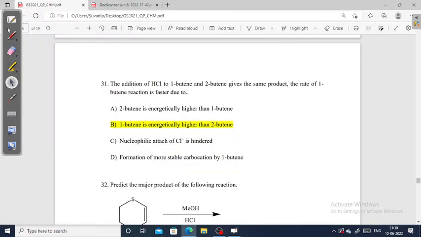In this video, we are going to solve question number 31 of TIFR 2021. Here, the addition of HCl to 1-butene and 2-butene gives the same product. The rate of 1-butene reaction is faster due to.